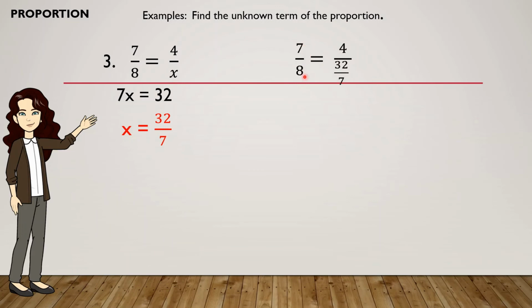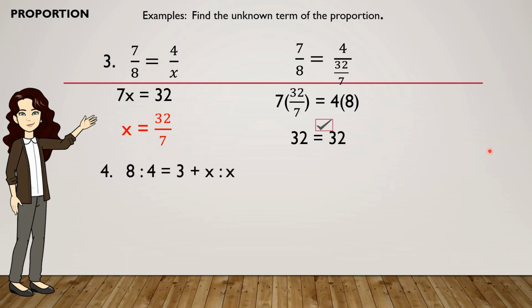So, 7 over 8 is equal to 4 over 32 over 7, because x is equal to 32 over 7. Then, multiply the product of the means: 4 times 8. Then, 7 times 32 over 7, that is the extremes. When we multiply this fraction and the whole number, we just cancel 7 and 7. So, 32 is equal to 32. So, the answer is correct.